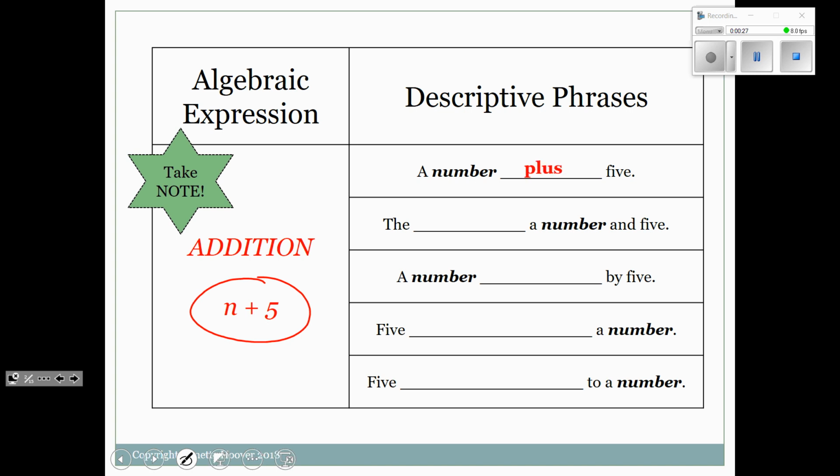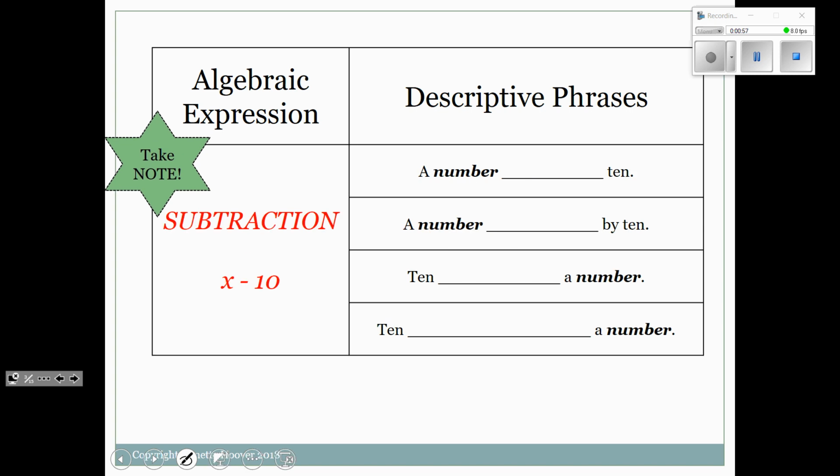It could read a number plus 5, the sum of a number and 5, and typically with this phrase, the sum of a number, the equation will actually be in parentheses. A number increased by 5, 5 more than a number, 5 added to a number. When you see these words, you always know that it's going to indicate an addition equation.